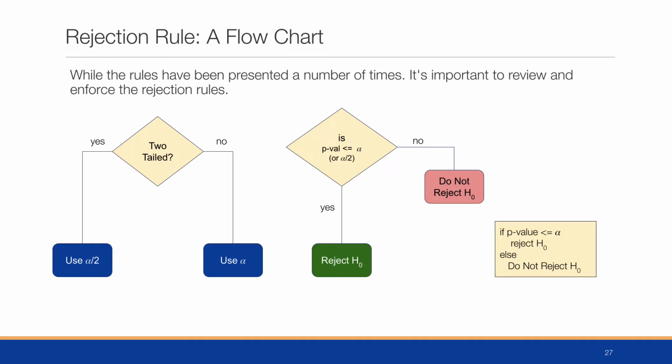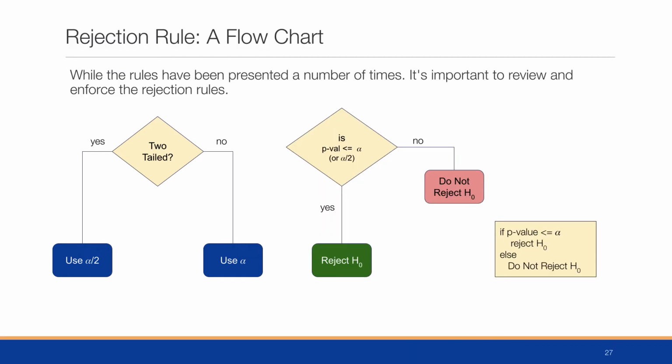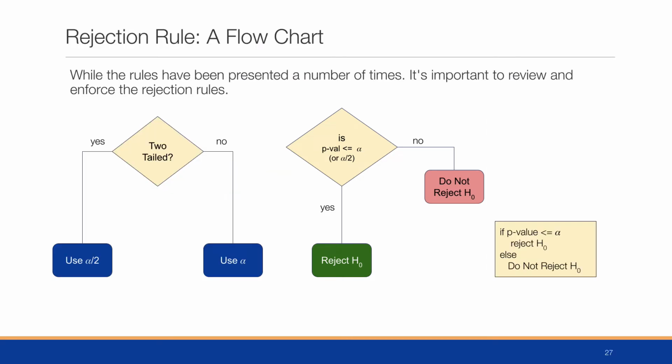So first, is it a two-tail test? Yes, we'll use alpha over 2. If no, we'll just use alpha. Now we'll actually conduct the test. Once we've computed the p-value, is the p-value less than or equal to alpha, or alpha over 2, depending on which way we're going to do it? If the answer is yes, we reject H0. If the answer is no, we do not reject H0, or the null hypothesis.